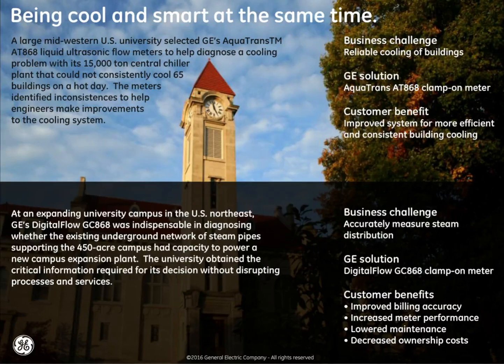GE was contacted to review the steam flow requirements and to offer a non-intrusive flow measurement. GE was able to provide a flow survey using our trained field service team members to address their concerns. Over the span of 2 years, the GE team monitored multiple steam lines with the GC868 Clamp-on Ultrasonic meter and data logged the values for customer review. By using Clamp-on technology, the university was able to obtain the critical information they needed to account for additional development costs for the campus expansion without disrupting service.